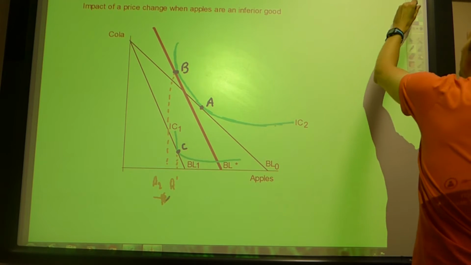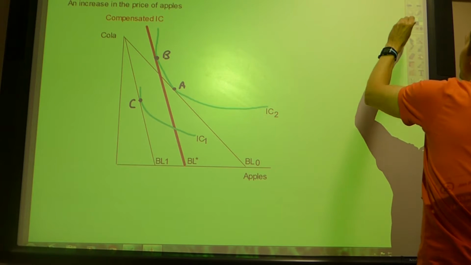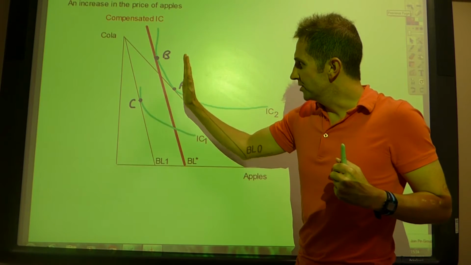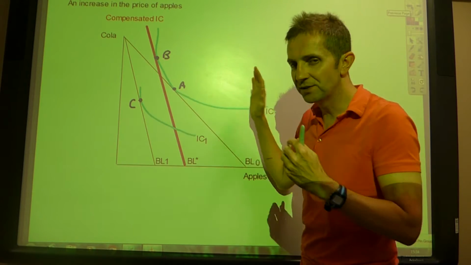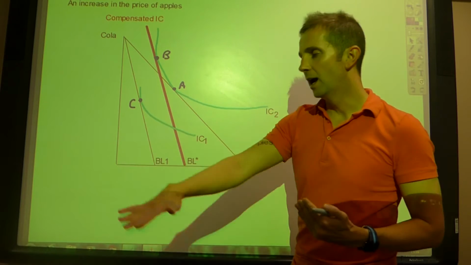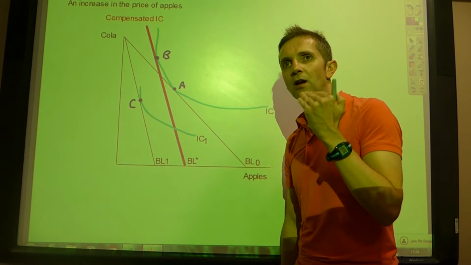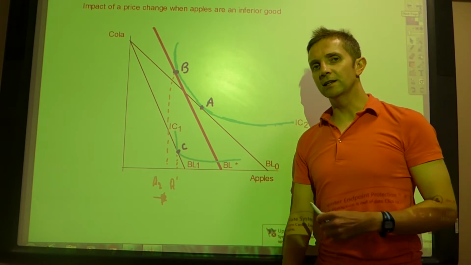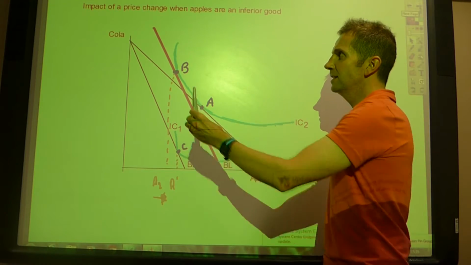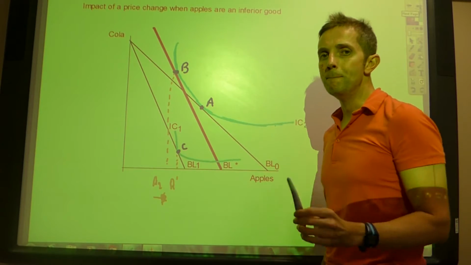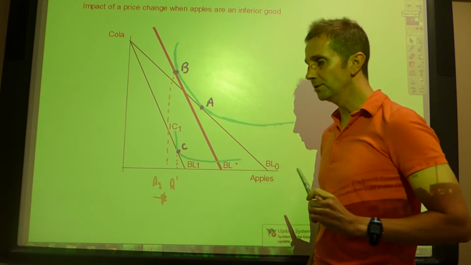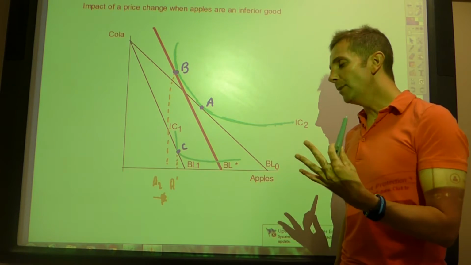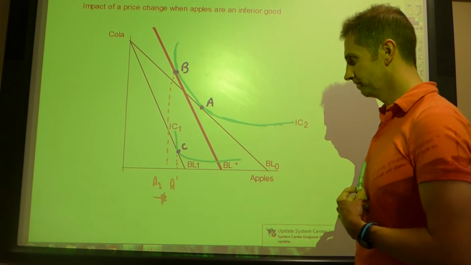So this follows straight on from the diagram which I have previously looked at in the previous video, where we had a substitution effect A to B, an income effect B to C, both of them reinforcing one another, and ultimately we end up consuming less of both goods. This particular diagram is slightly different in that we're still considering the impact of a price change, that price change being an increase in the price of apples. However, we're also considering the increase in the price of apples when apples are an inferior good.